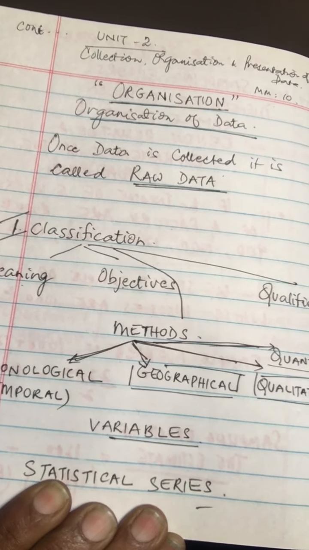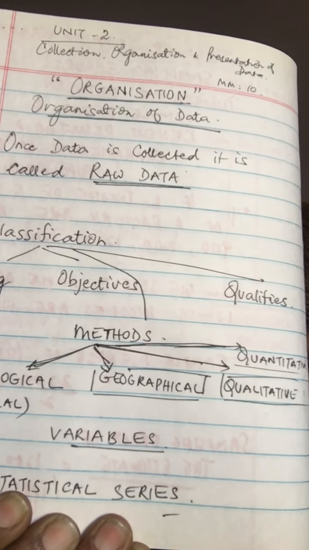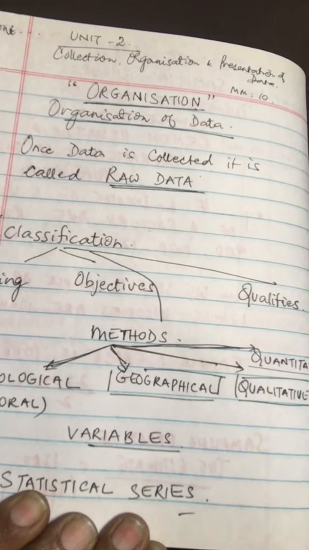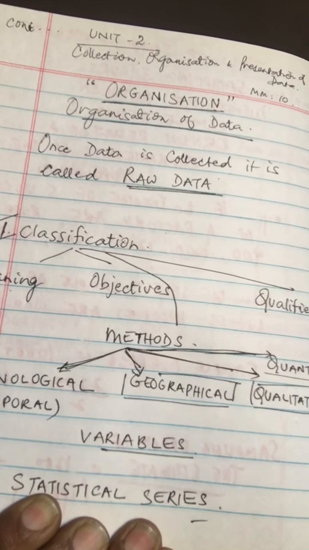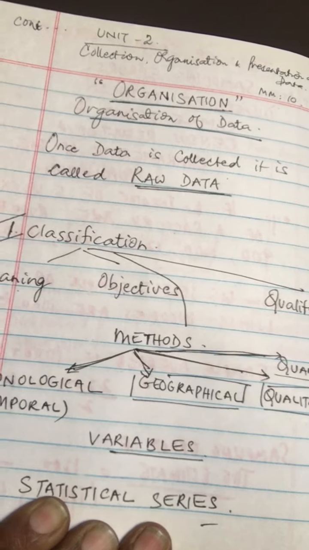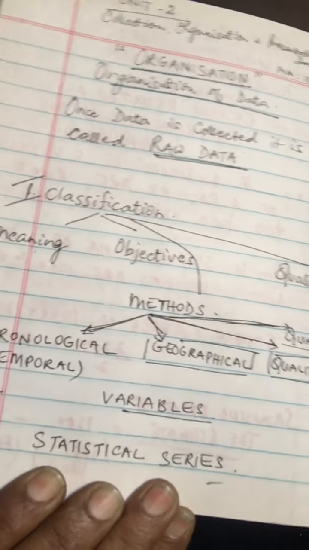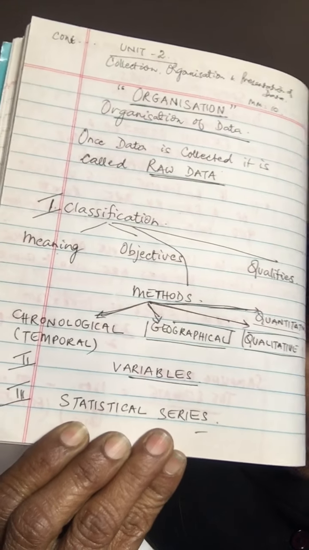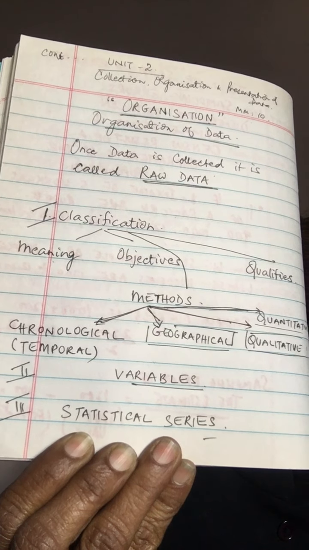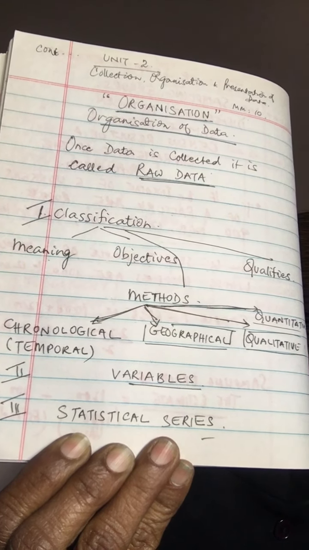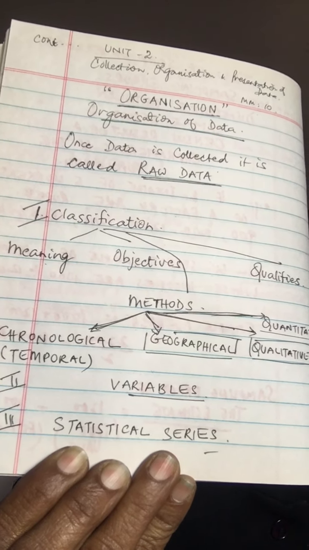This will be the scope of this particular concept of organization, in which we will understand what is organization of data, and we will also know what is classification, what are the objectives of classification, what are the qualities of a good classification, and we'll also talk about the methods of classification, as you see. There are these 4 methods as we've written them. What are they? Chronological, that is based on time, temporal classification. Geographical, classification of data based on places.